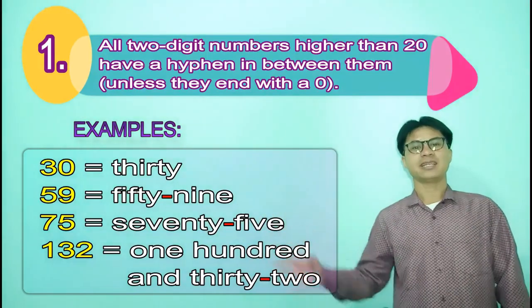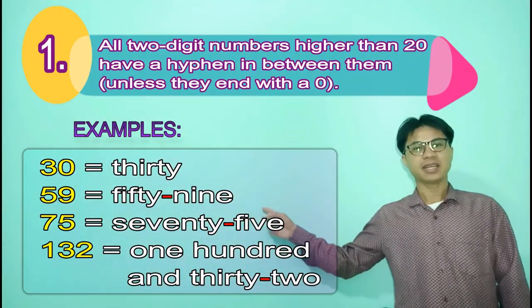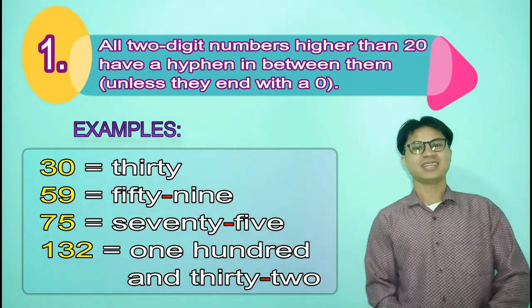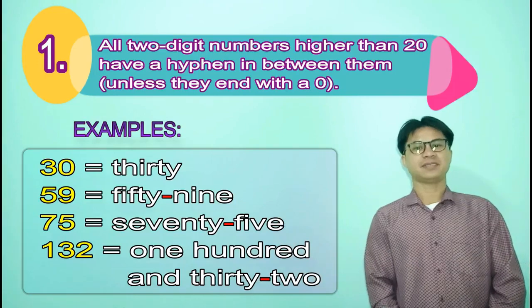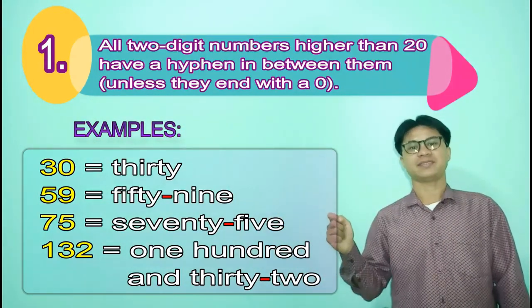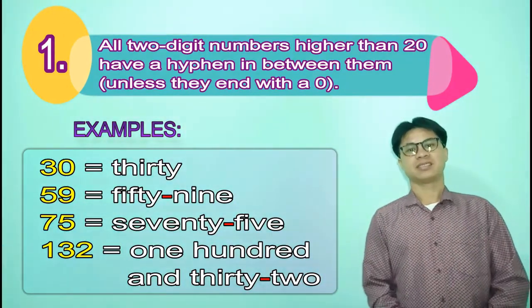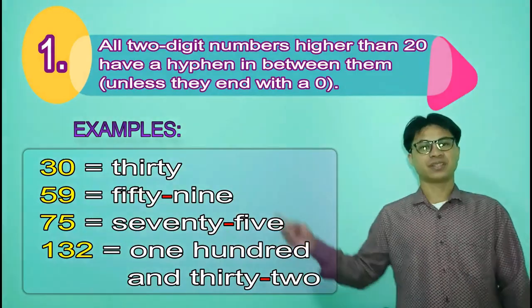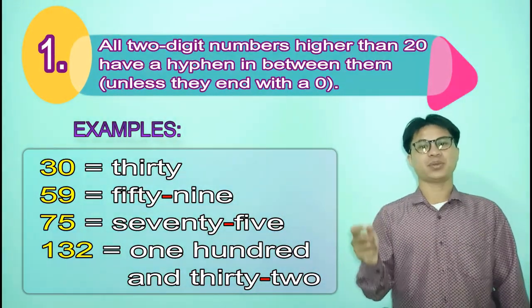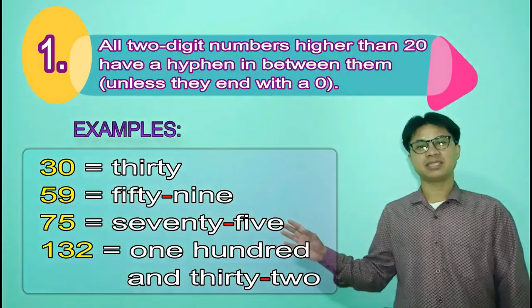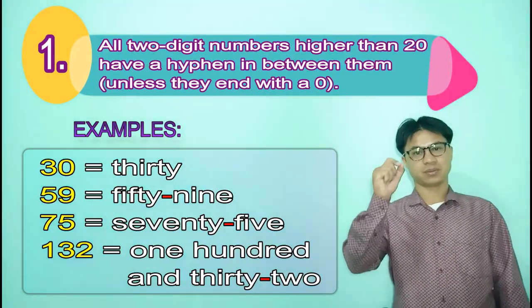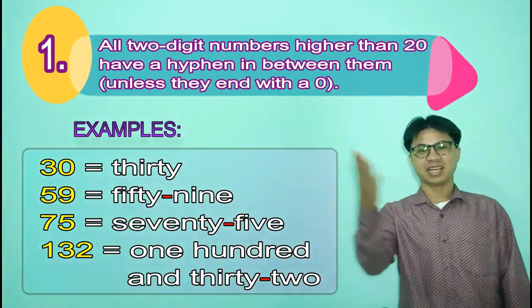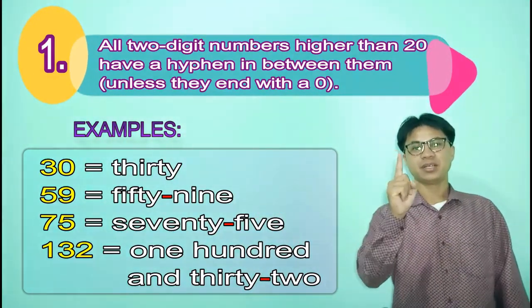Example, 59, 5, 9. So fifty-nine. Take note of the hyphen in between. Another example here, 75. Seventy-five. So take note. And the last example here, we have 132. There is a hyphen in between thirty-two. So this is how to write the numbers higher than 20, by writing a hyphen in between. These are the examples of rule number one.